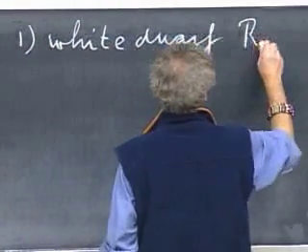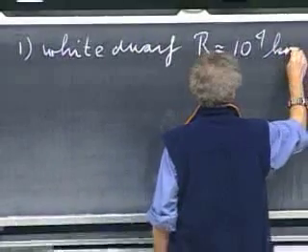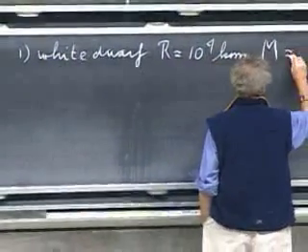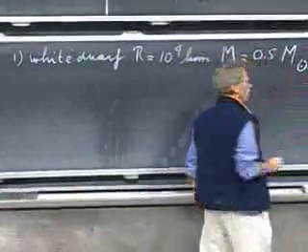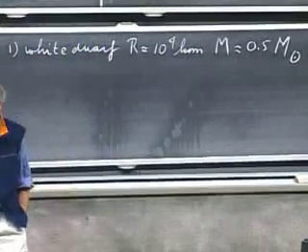It has a radius approximately the same as the Earth, some 10,000 kilometers. And the mass of a white dwarf, there's a whole range of them, but a typical number, say, is half the mass of the sun. So that's one possible end product. This will be the fate of our sun, by the way.